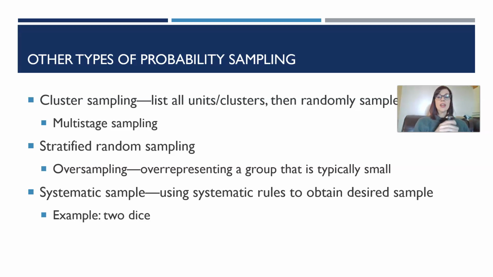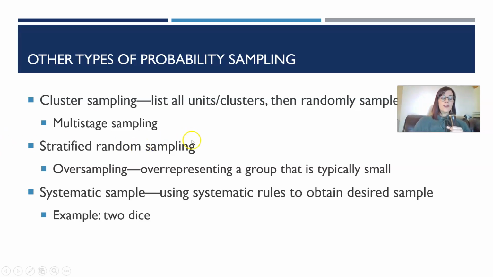Now, on the other hand, you can do what your book calls multi-stage sampling. Same sort of idea here. You identify all of the units or clusters in your population of interest. You randomly sample to select your clusters. And then once you have your clusters, you randomly sample the people that are part of those clusters. So cluster sampling, you're sampling everybody within a randomly selected cluster. With multi-stage sampling, you're randomly sampling people that are in those randomly selected clusters.